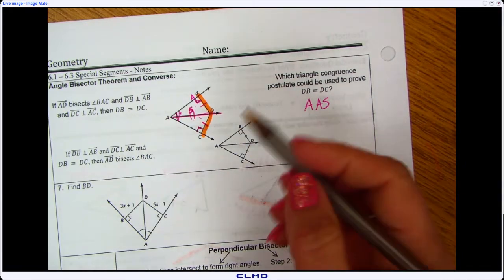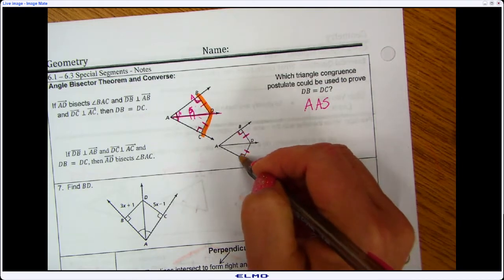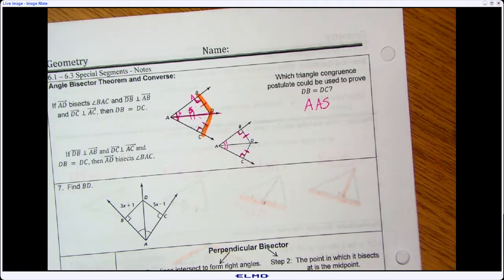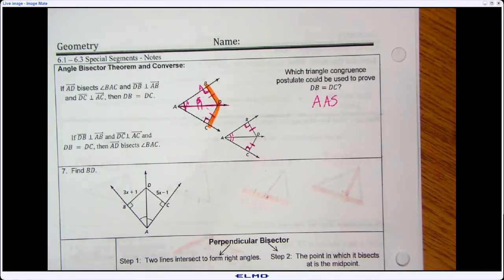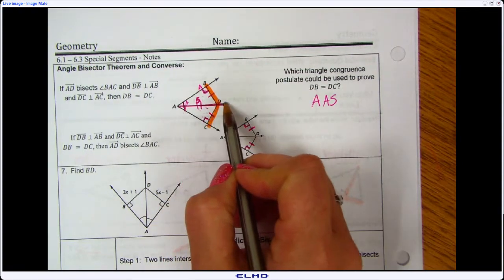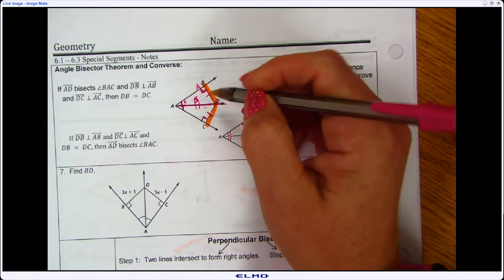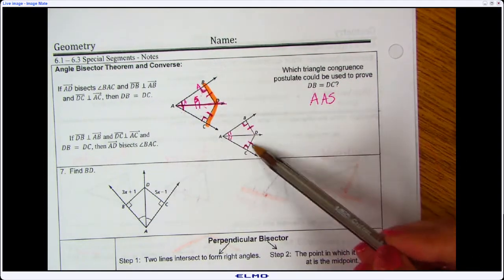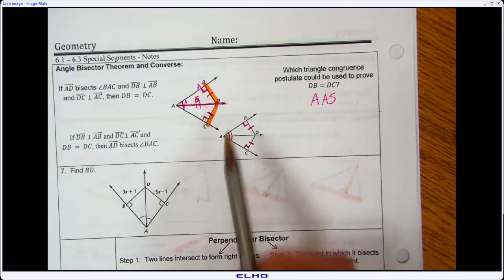Same thing in reverse. If these two pieces are equal and perpendicular to the sides, then this is equal to this. So BAD is equal to CAD, just the same. So look for the markings. If these two angles are equal, then this is an angle bisector. And if these two angles are also congruent and 90, then these two will automatically be congruent to each other. And if they are congruent and these two are still right angles, then these two are going to be equal. So just look for those marks.